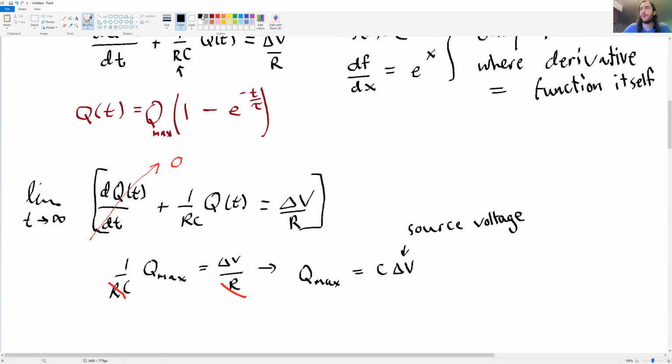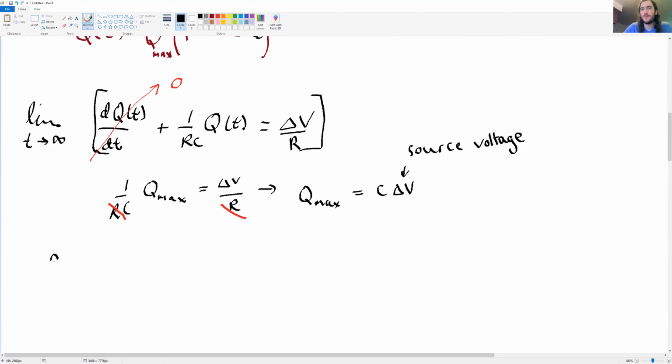What is that tau there? Well, we can figure tau out by taking a derivative. Let's take a derivative of this equation. So dq of t over dt. And actually we're a little bit over time here, so let me speed things up a little bit so that we don't go too far over.